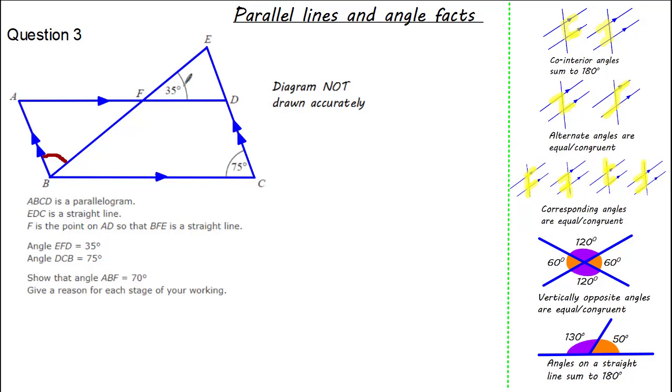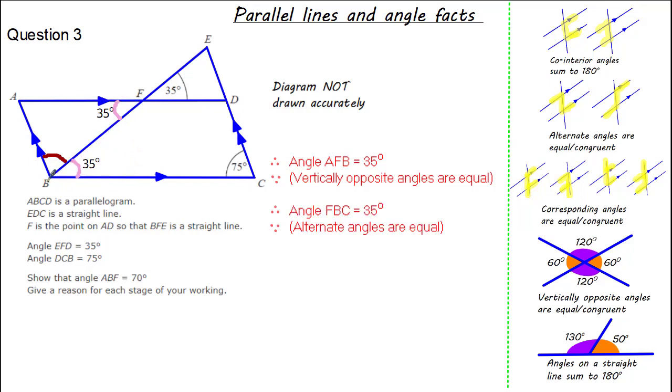Firstly, always start with the angle you are given and see if you can spot any one of our key angle facts. Here you can see 2 intersecting lines, so therefore angle AFB must be 35 degrees because we have vertically opposite angles. Using this 35 degrees, can we spot another one of our key angle facts? You might be able to see this Z shape, so therefore we know angle FBC is 35 degrees because we have alternate angles.